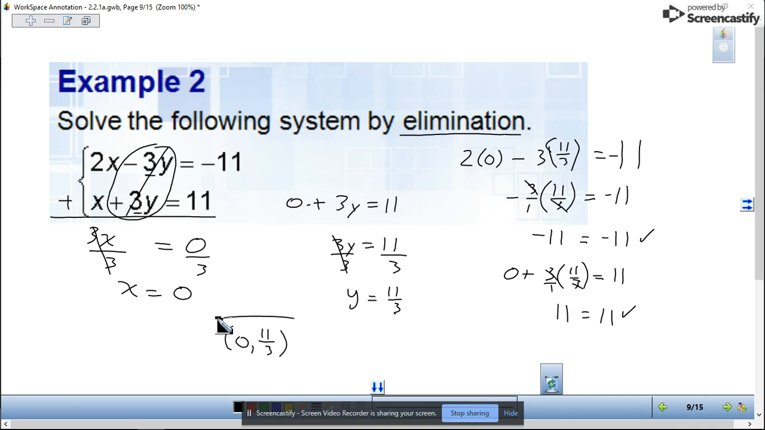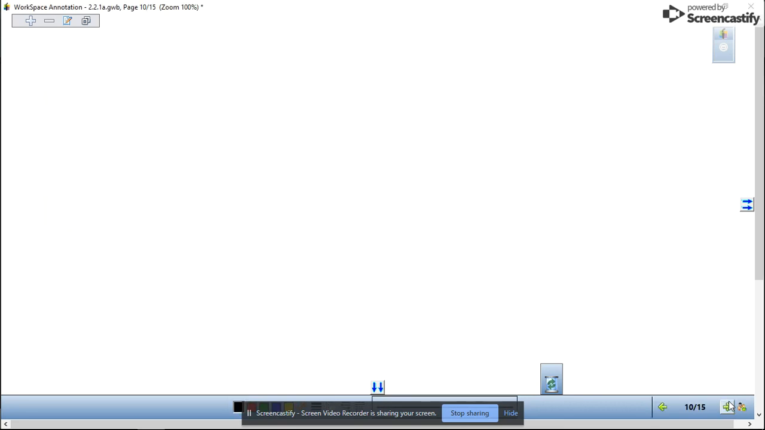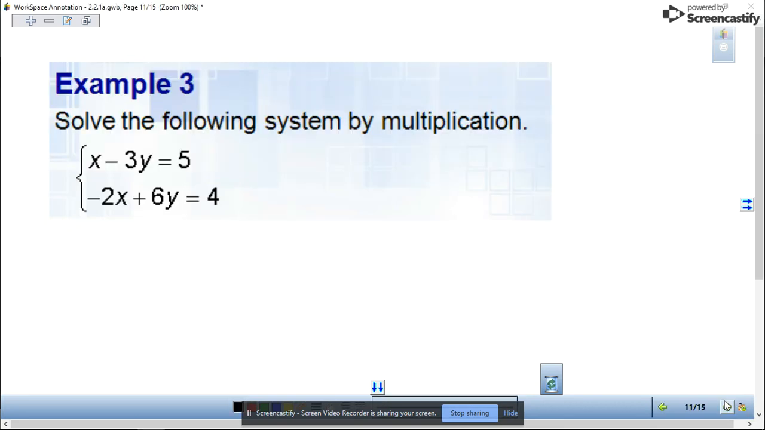Okay, so that is our answer. Now, sometimes what you'll find is that you have to solve it by not only using elimination, but also using multiplication. Okay, so that can make things a little bit trickier.